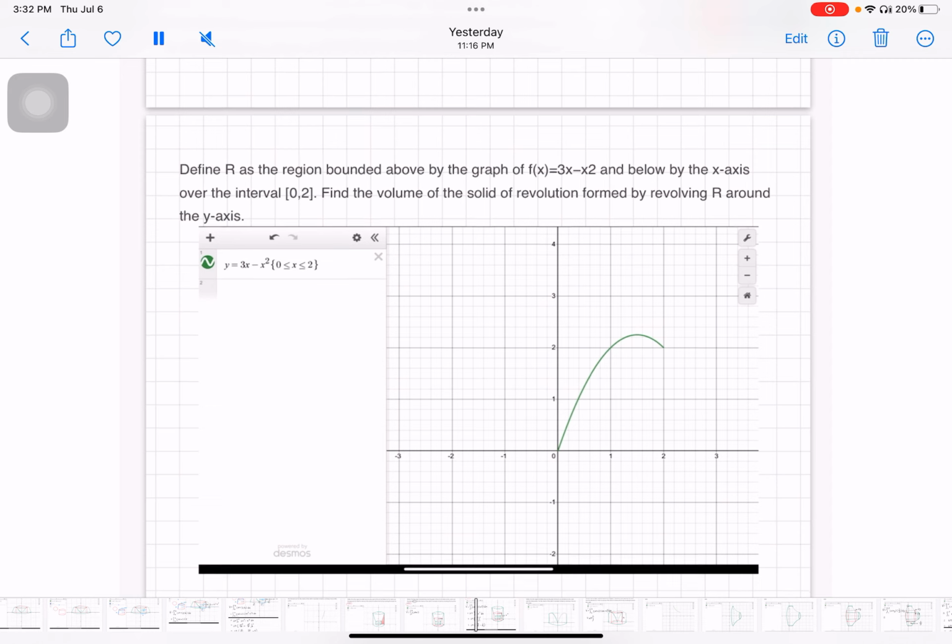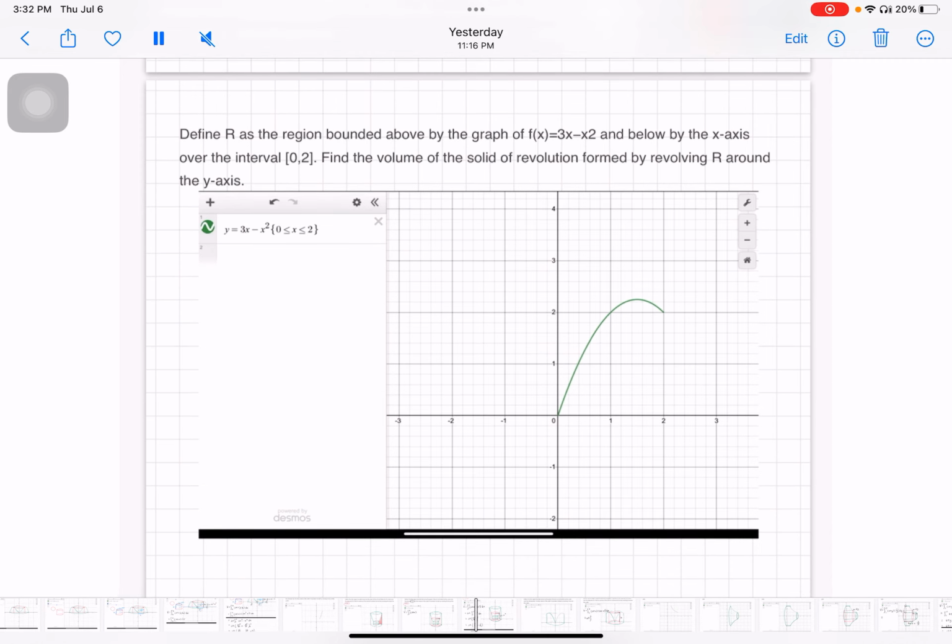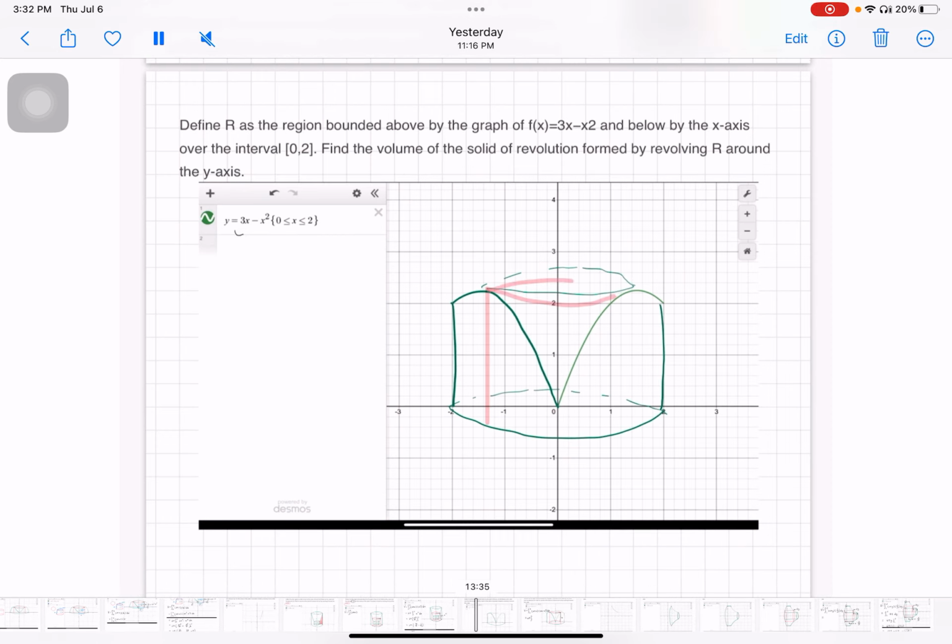Okay. Another example we have here: y equal to 3x minus x squared. The region we're talking about is from this graph to the x-axis, over the interval 0 to 2. And then we're going to rotate it along the y-axis. So fast forward a little bit. This is my three-dimensional shape, and now we're using the cylinder method to slice it.